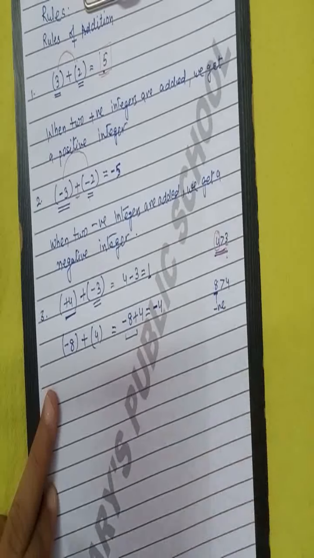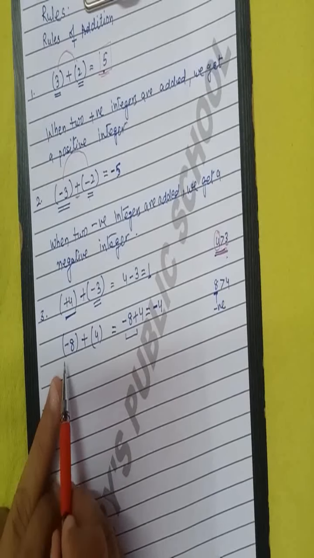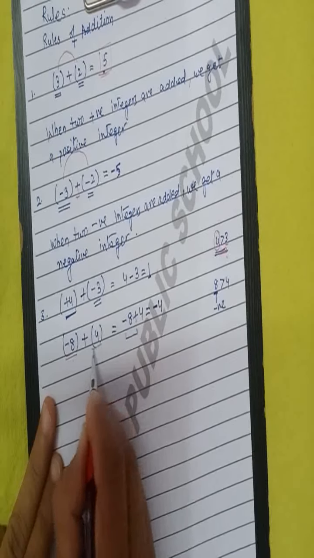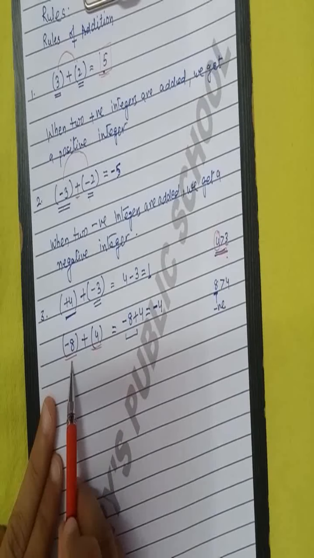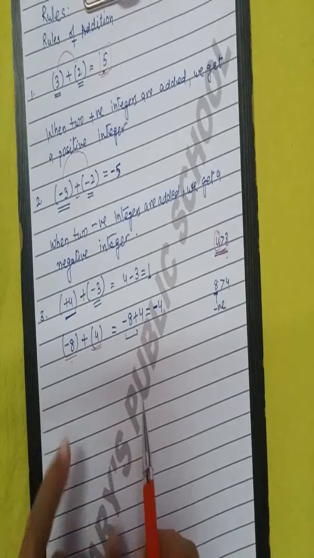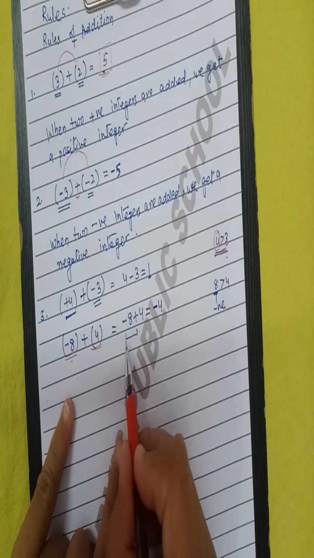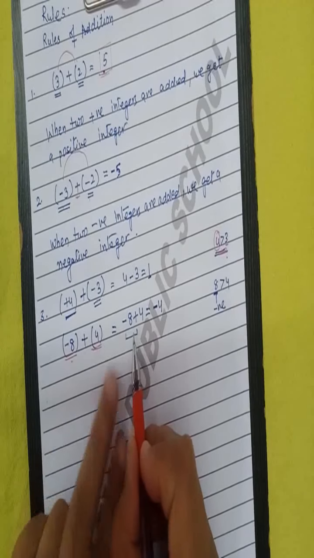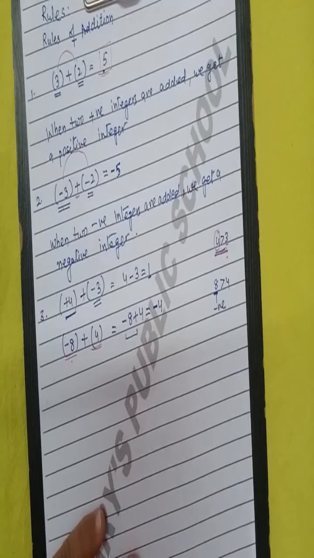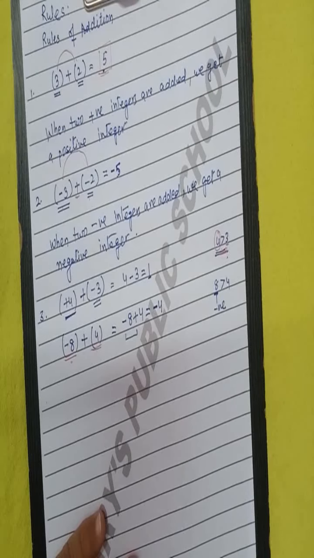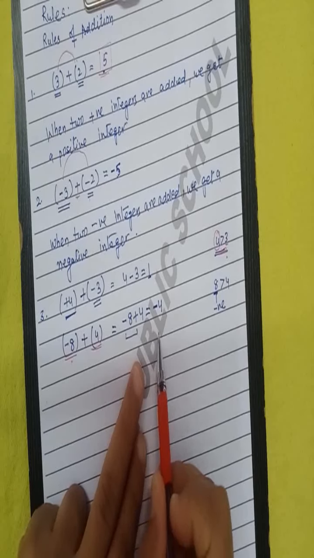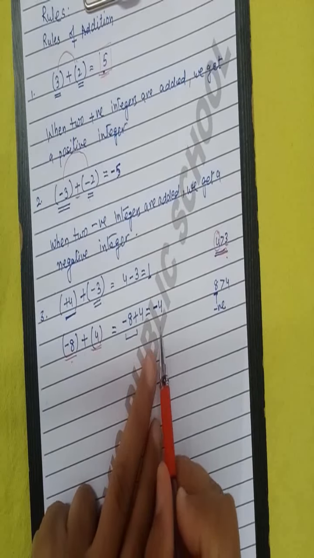Now we will take another example: -8 plus 4. Again we have two integers. One is negative, the other is positive, and the operation between them is addition. Different signs are always subtracted. Mark my words, different signs are always subtracted. So we get the difference of 8 and 4, which is 4.